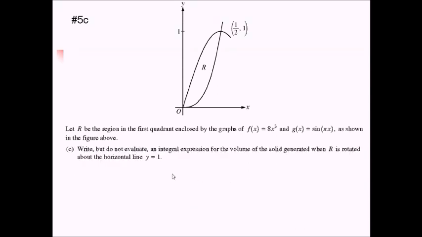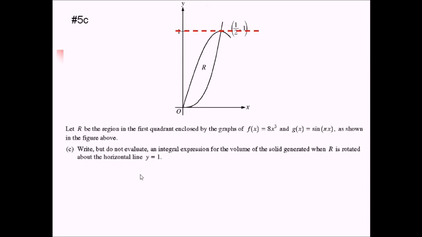For this one, they want us to write, but not evaluate, an integral expression that gives us the volume when we revolve this around the line y equals 1. The first thing I'm going to do is draw that line right up here. So now I see that I'm going around something that's above the bounded region, so I'm going to have to factor that in. And also I see that I've got some space between my area and the axis of revolution.